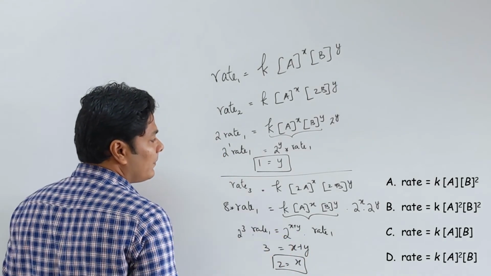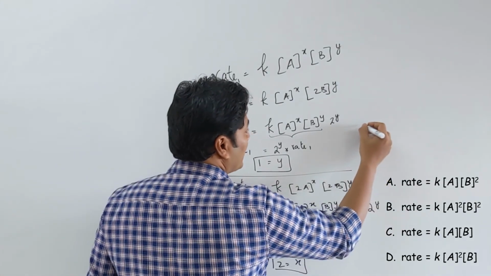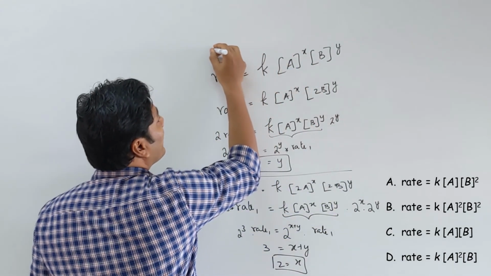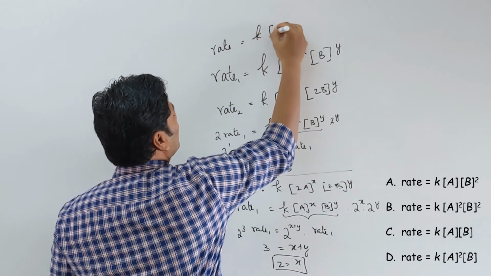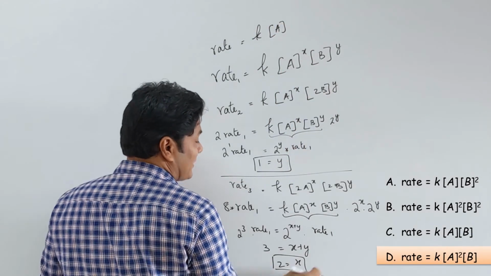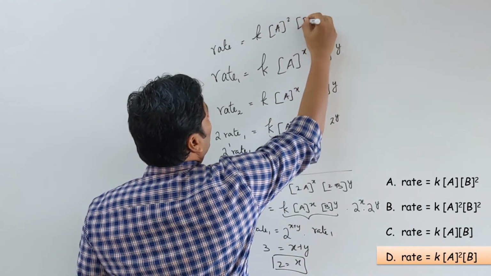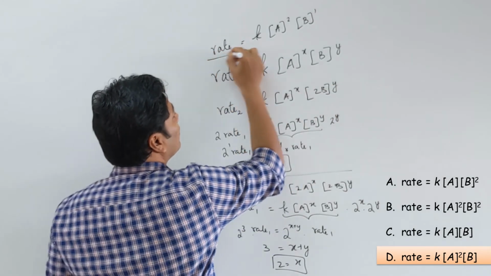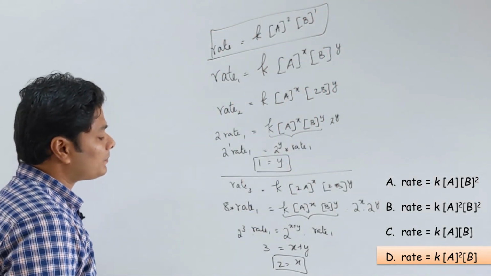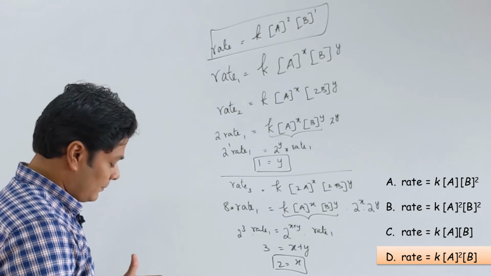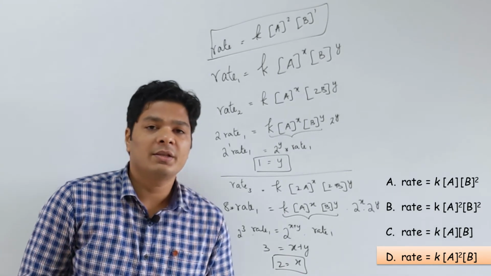So that tells you the correct rate expression for us would be rate equals k a to the power x, x is 2, b to the power 1. So that would be the actual expression. This is how you do a problem.